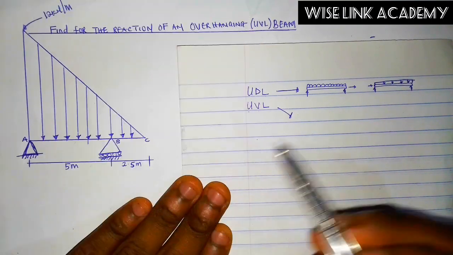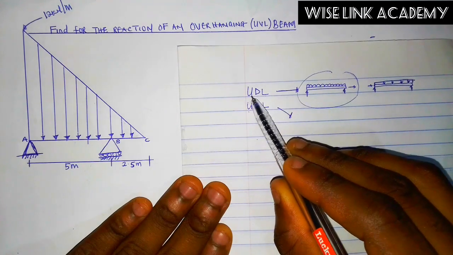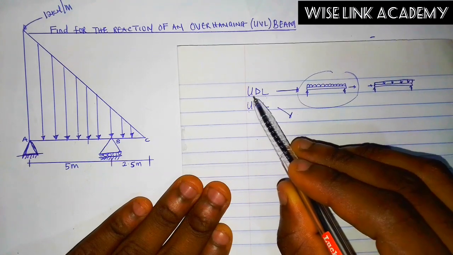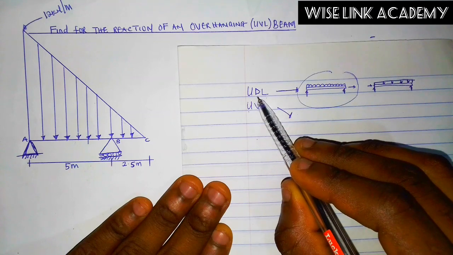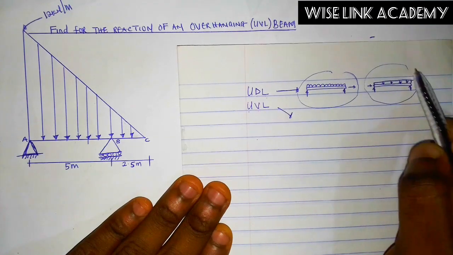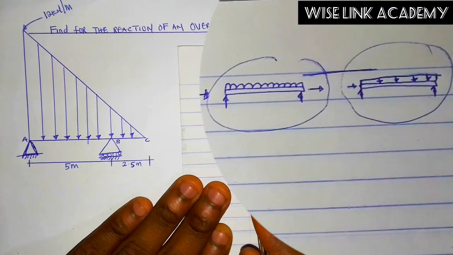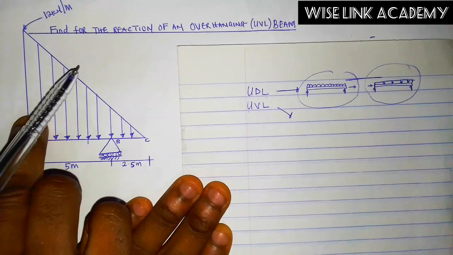So don't forget that our UDL, that is uniformly distributed load, is illustrated this way. So don't forget that, and why uniformly varying load is illustrated this way.